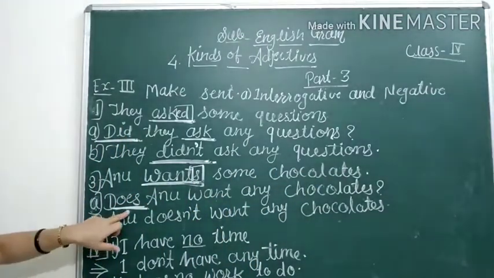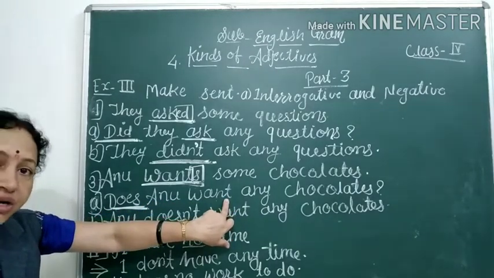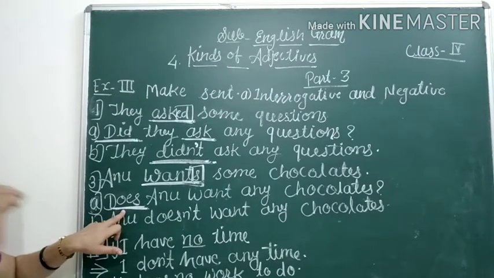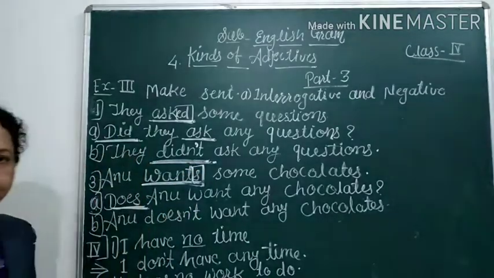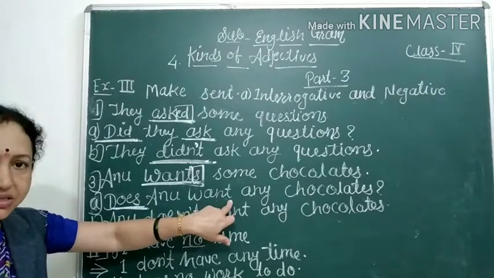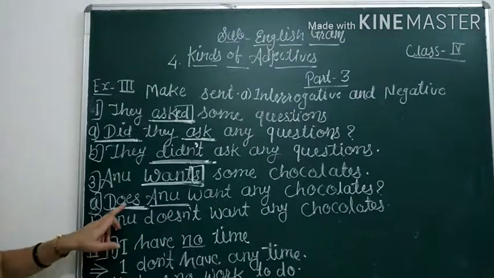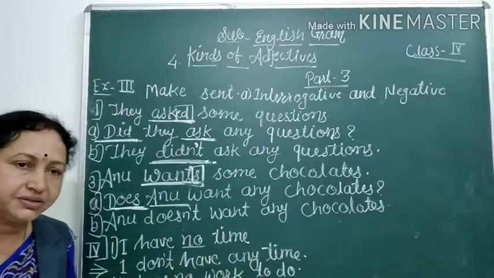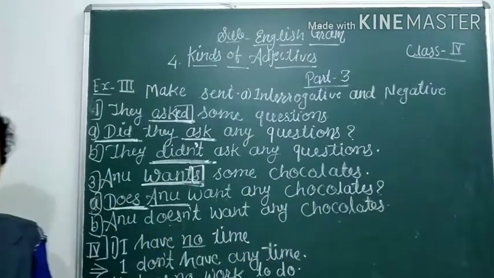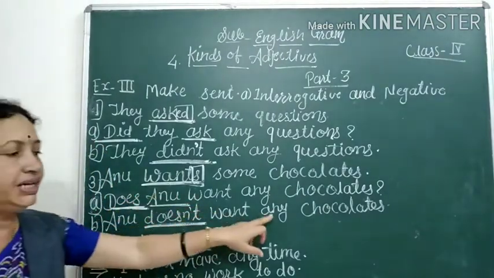And whenever you are using does, don't use s, because the present form is already here. So no need to use that form again and again. When we add does, we cut the s. So does Anu want any chocolates? Now, Anu doesn't want any chocolates. Doesn't want is the negative sentence. Anu doesn't want any chocolate.